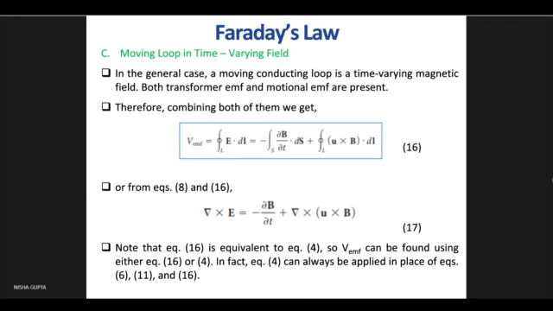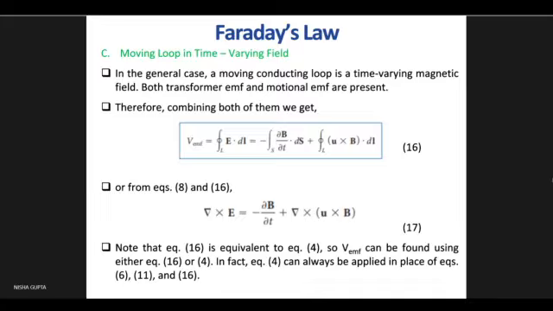Now the third case is just the combination of the first two, because here we consider both the loop as well as the field varying. The loop is moving and also the field is varying. So it is a very simple case. We just need to add both the cases, where the transformer EMF and motional EMF are combined. So VEMF will be the integral of E dot dl. The first part is due to the transformer action. The second part is due to the motional EMF. So transformer EMF and motional EMF both are combined here, and we get the expression for the induced EMF.